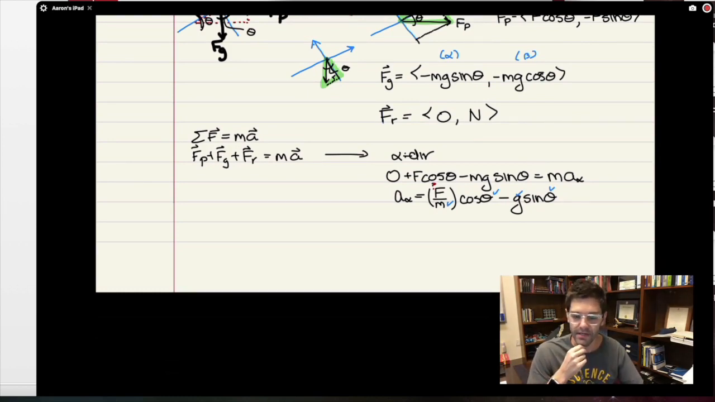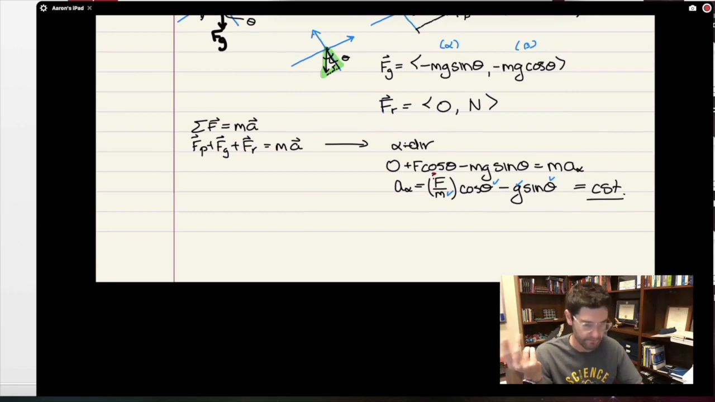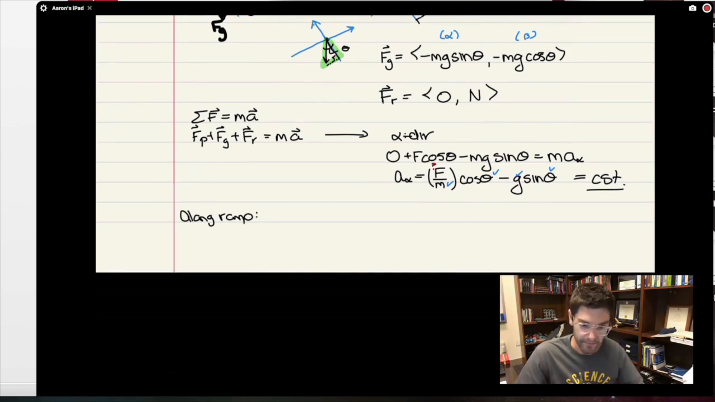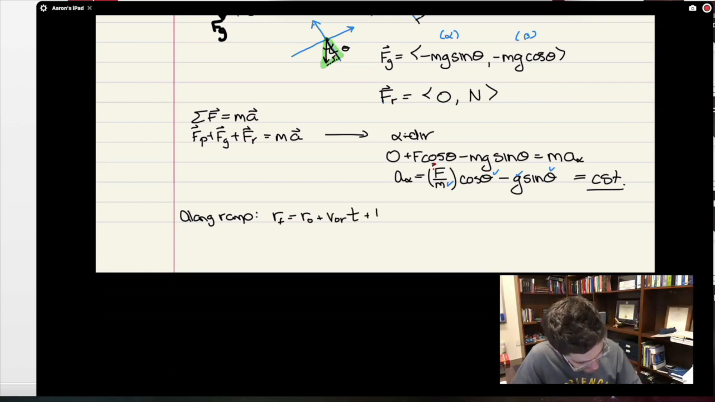The assumption is that you're pushing with a constant force. So F is a constant, m is a constant, theta is a constant, g is a constant, sine is a constant. All of this is a constant. So this is all a constant acceleration. If it's a constant acceleration, what applies? The kinematic equations. So I could also say along the ramp, the kinematic equations apply. I could say the final position on the ramp is equal to the initial position on the ramp plus the velocity along the ramp times t plus 1/2 the acceleration along the ramp t squared.